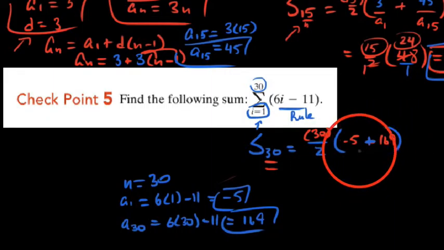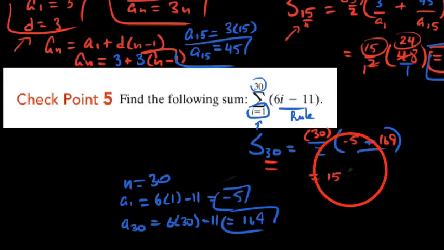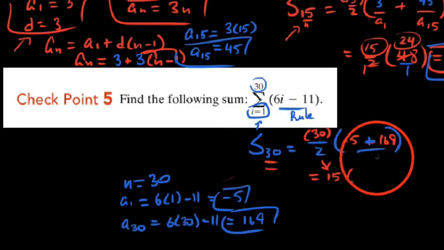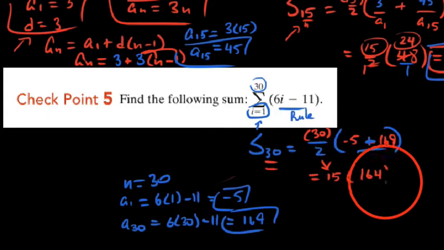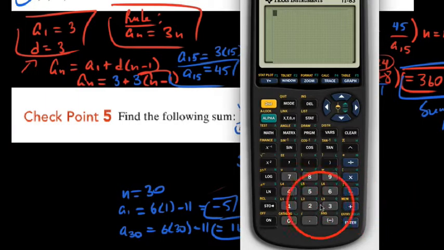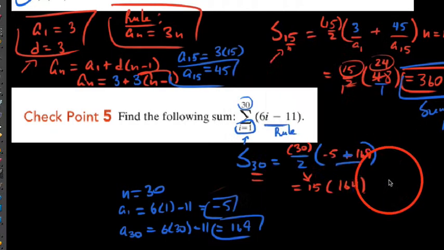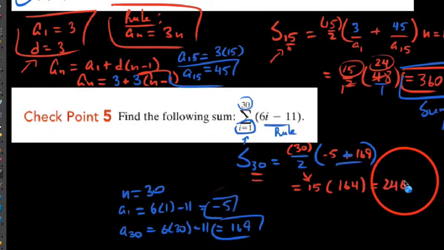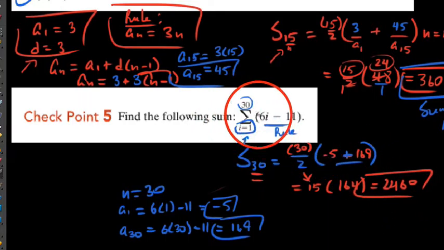And so let's add these up in here first. This simplifies to 15 here. And then negative 5 plus 169 is 164. I don't know this one off the top of my head, so let me turn this on. 164 times 15, we get 2460. So 2460 would be the sum of the first 30 terms of the sequence defined by this rule.